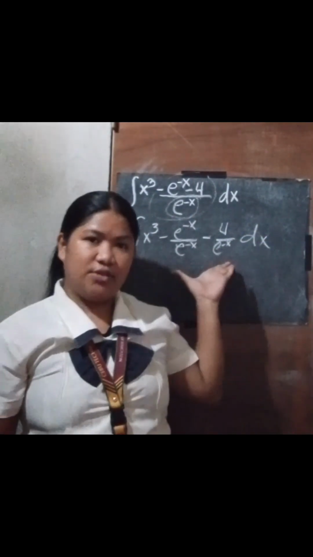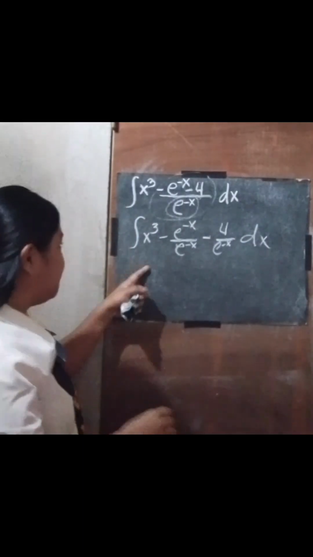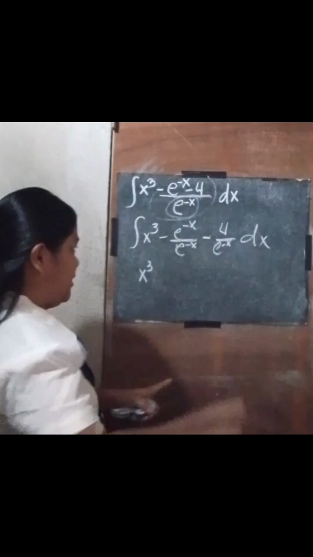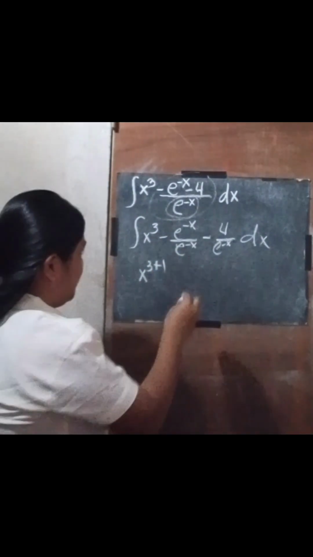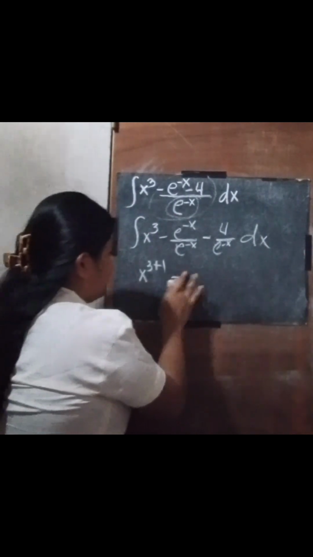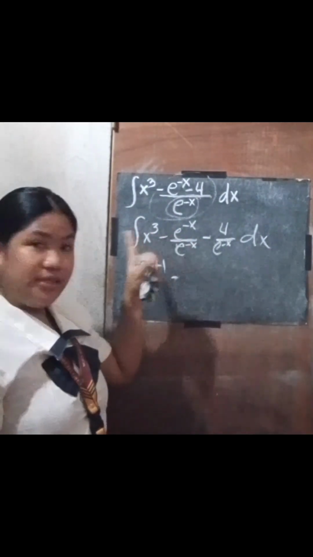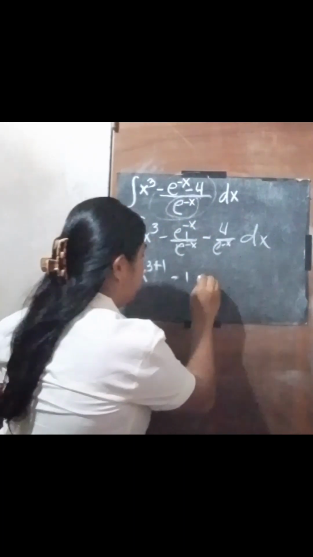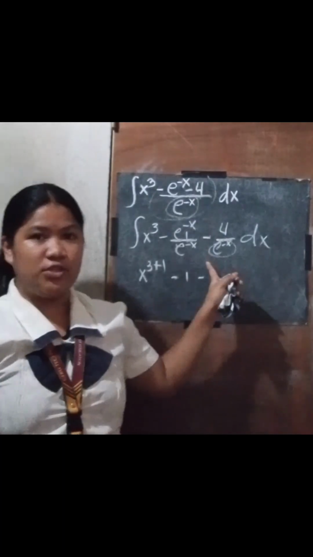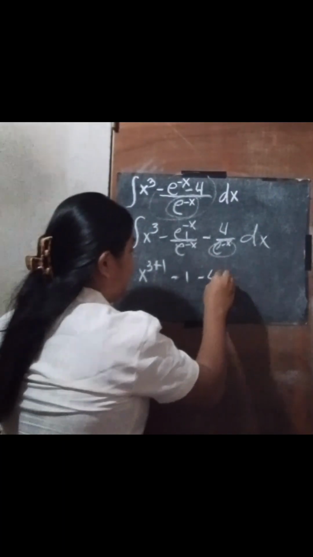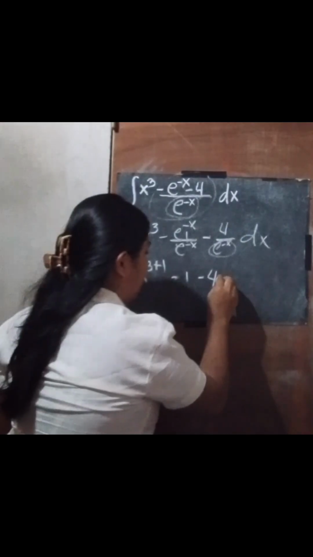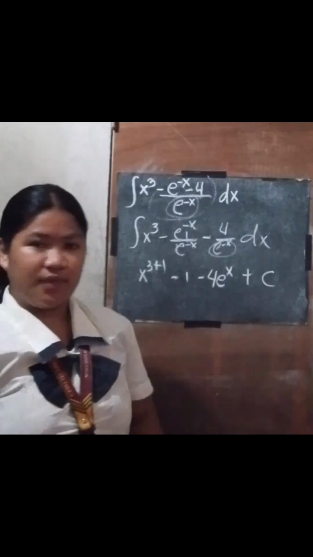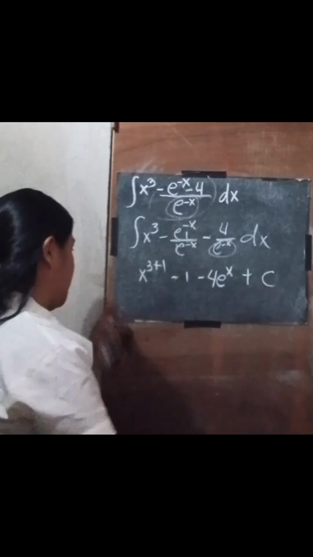So sa kani maka-use na tag power rule for integration. So x cubed plus 1 for the exponent, then next minus, since they are the same man, so may na silang 1. Then ang kaning fraction ato rin siya himon into exponent form. May na siya 4 negative 4, e raised to x, then the plus c. So, ato na siya himon into final answer.